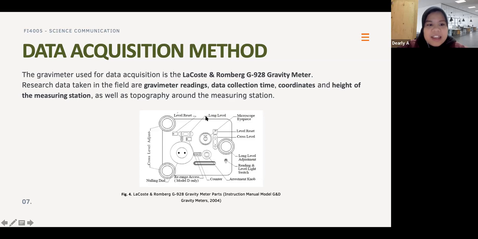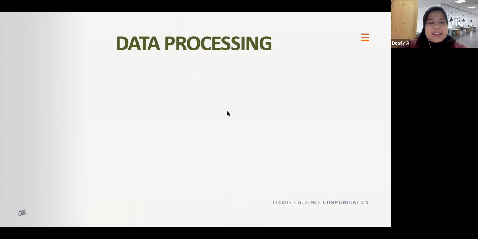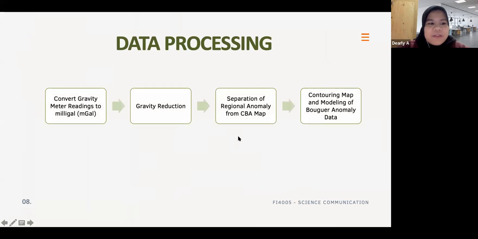In data collection, it is necessary to be careful in using the gravimeter so that the gravimeter doesn't experience shocks during measurement or during mobilization, because it will affect the accuracy of the reading. Okay. Next is data processing. After the data acquisition stage, the next stage is data processing, which is used to make subsurface geological structure modeling.